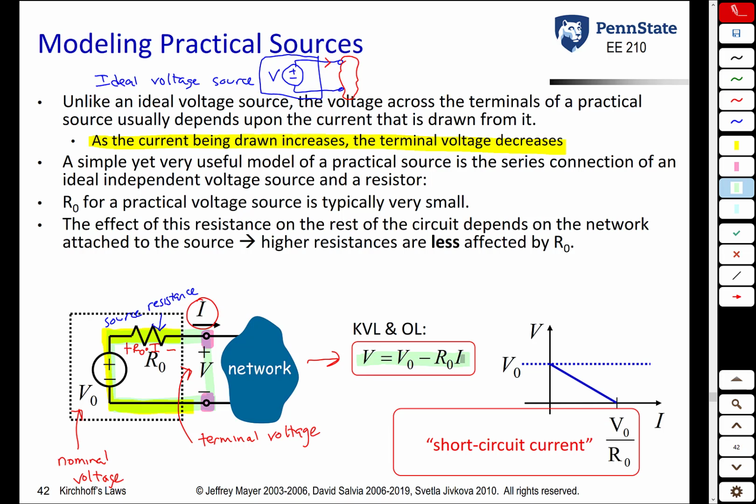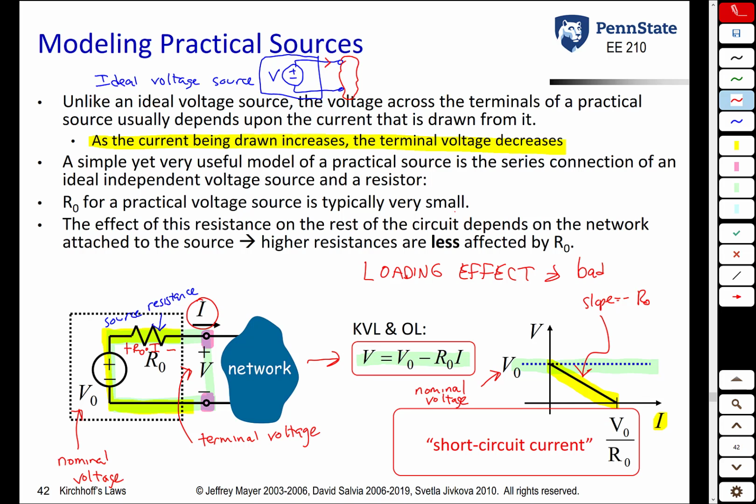If you plot this on a VI plot, you'll see that for an ideal source, the terminal voltage is going to be constant, and it would equal the nominal voltage. So once again, this is the nominal voltage. But in practice, what we're going to see with a real source is that the more current you're drawing from the source, the lower the terminal voltage is. This phenomenon is known as the loading effect, and in general, it is something bad that you need to deal with. The slope of this line, by the way, is equal to minus R naught.